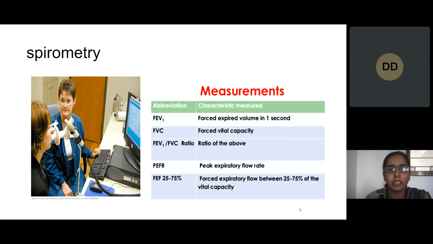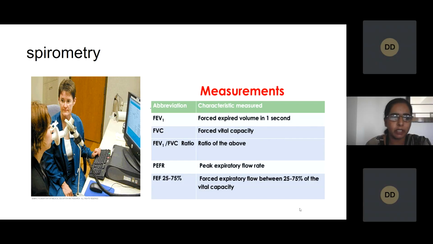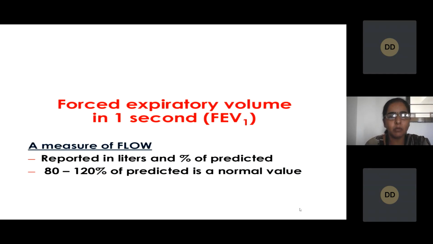The fourth is the PEFR, that means peak expiratory flow rate, and the FEF 25 to 75%, meaning forced expiratory flow between 25 and 75% of the vital capacity. You can see in the picture a female blowing air into the machine, and we see the report on the computer. The FEV1 is reported in liters and as a percentage of predicted. 80 to 120% of predicted is the normal FEV1 value.